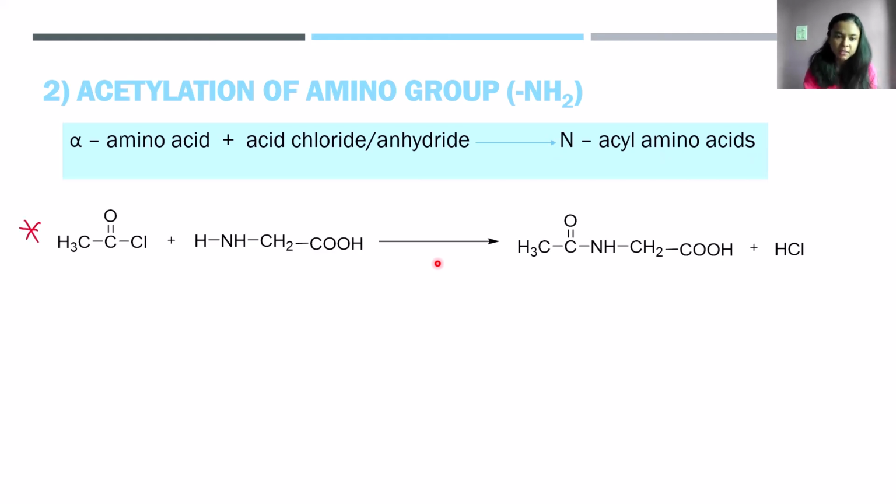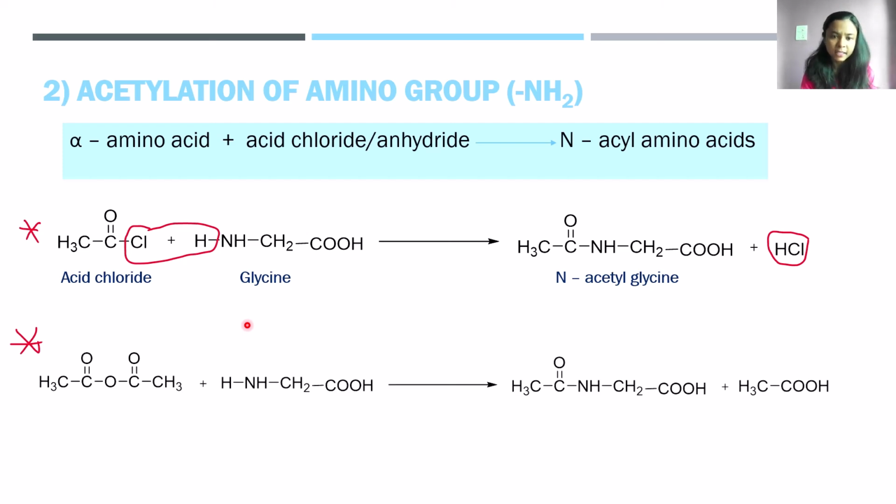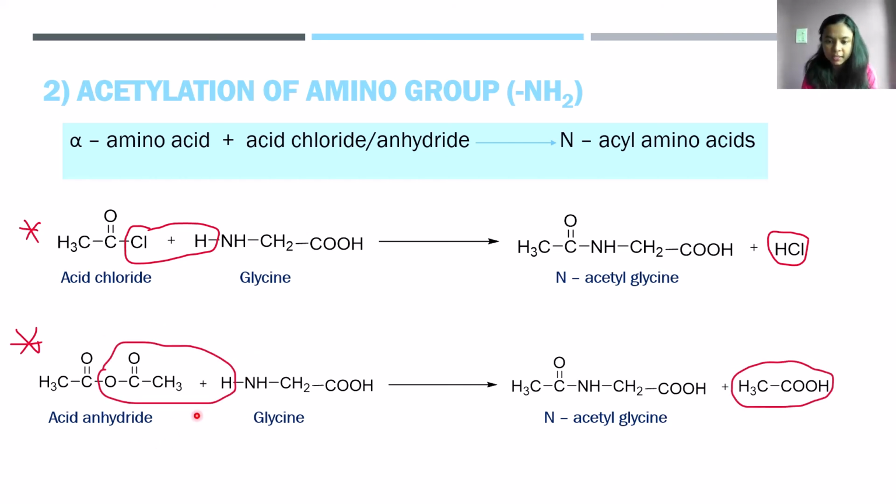First example I'm taking with the help of acid chloride. If we add it into glycine, which is an alpha amino acid, we'll get the N-acetylglycine after the expulsion of HCl. This second example I've taken with the help of acid anhydride, and in this case, instead of HCl, we'll get acetic acid as the byproduct, and the product N-acetylglycine would be formed, which is the same, and we can see how the same product can be obtained using two different reagents.